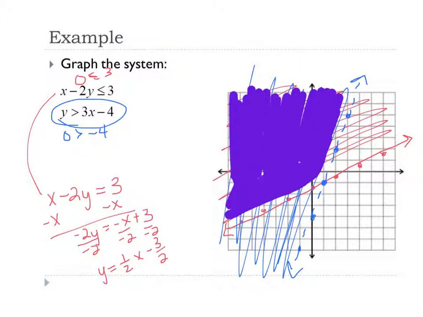Obviously you wouldn't want to shade it so dark that you couldn't see anything, but you get the picture. What this means is that any ordered pair in this purple region is going to be an answer. So this ordered pair, this ordered pair, this ordered pair. Every ordered pair in this region works in both inequalities. So my solution is this whole purple region here. Let's look at another one.